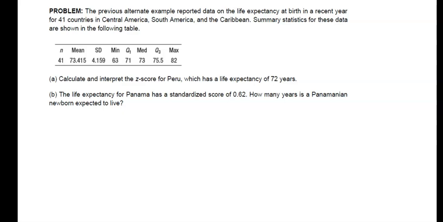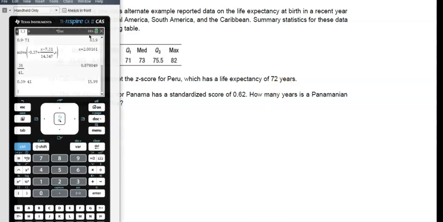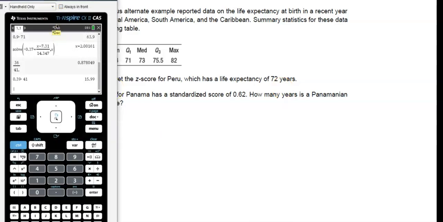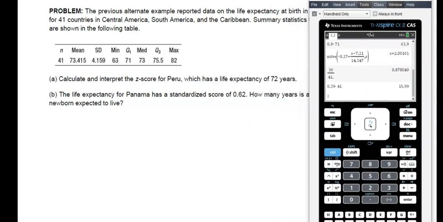So that was the data. Now summary statistics for this. This is the same data, it's just we only have the summary statistics, like the mean and standard deviation, stuff we might need for z-scores. Calculate and interpret the z-score for Peru, which has a life expectancy of 72 years. Okay, so get your calculator out. So we're going to calculate that.